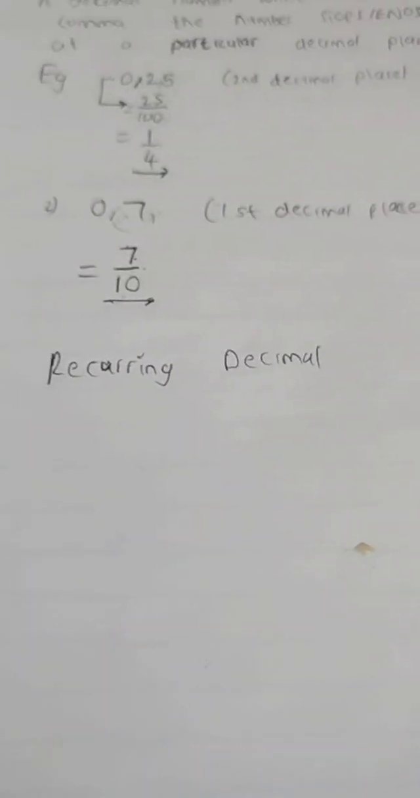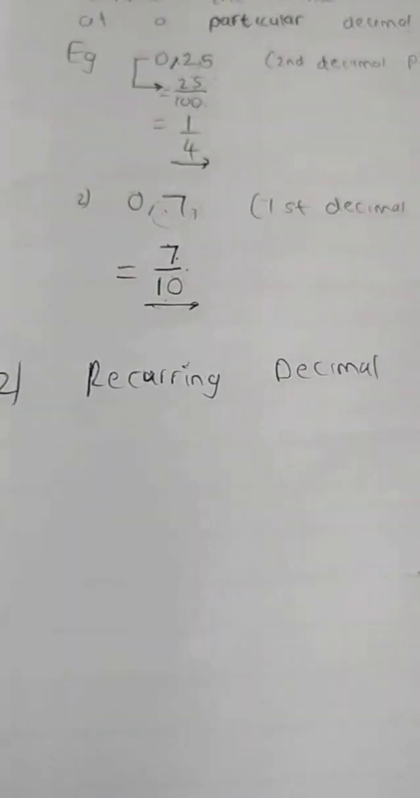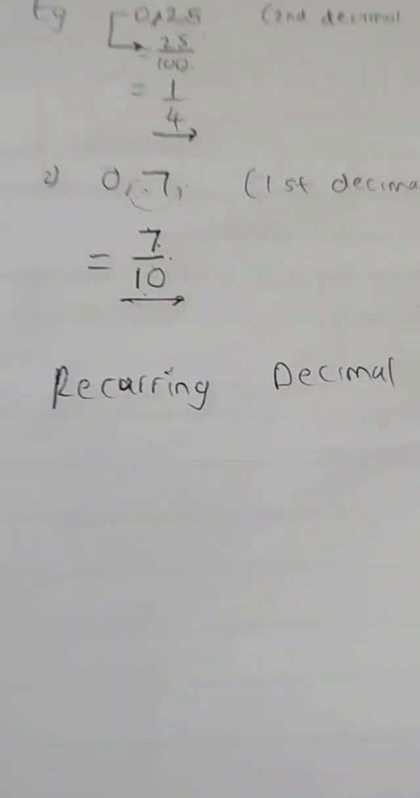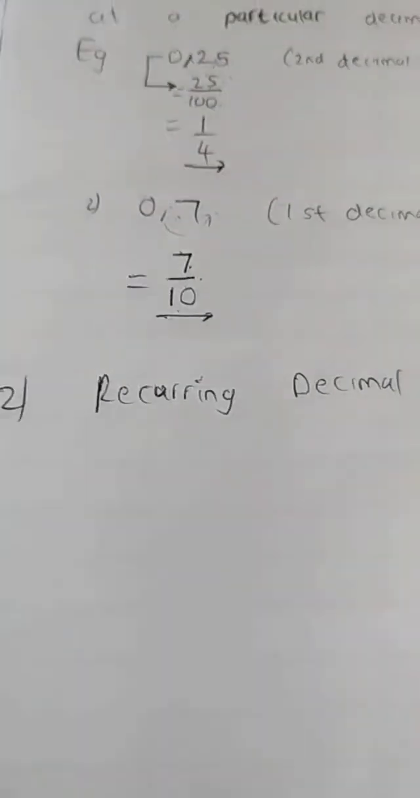The second type of rational number is what we call a recurring decimal. What is a recurring decimal? The word recur means repeat.